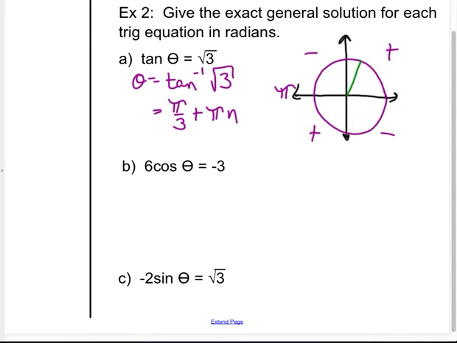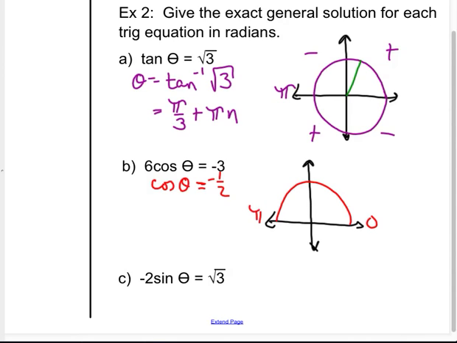For cosine, we're going to divide both sides by 6. Simplifying, we get negative 1/2. Remembering the restricted domain for the cosine function is from 0 to pi in radians. When we find the cosine inverse of negative 1/2, we are in the second quadrant, and the cosine is 1/2 at 2 pi over 3.